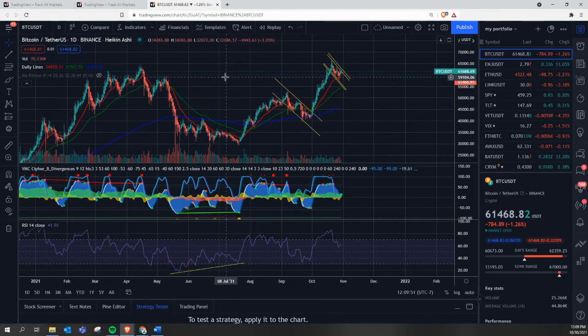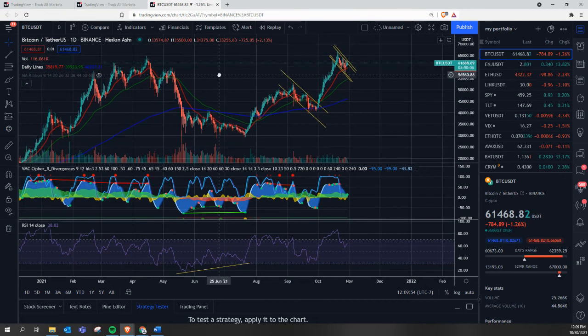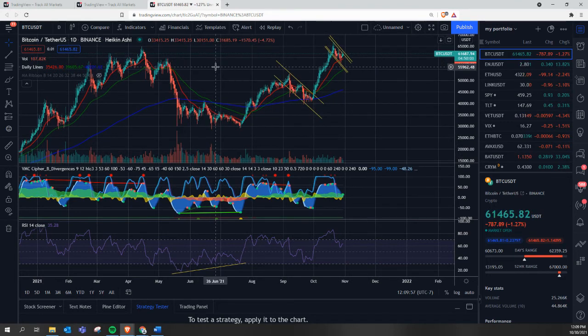So go ahead and get started with these indicators, and we're going to talk about some of the assets that we want to be looking at over the coming years.